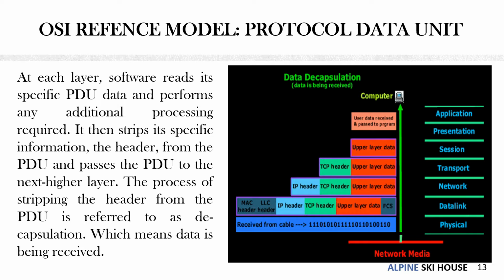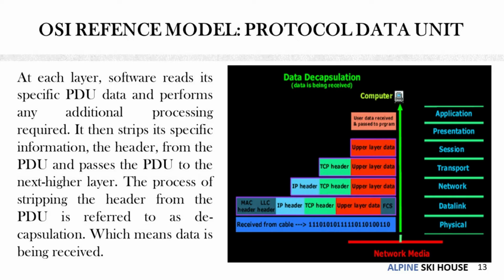At each layer, software reads its specific PDU data and performs any additional processing required. It then strips its specific information, the header, from the PDU and passes the PDU to the next higher layer. This process of stripping the header from the PDU is referred to as de-encapsulation. Now let's take a look at what PDU, protocol, and devices each layer has. To fully get the idea on which PDUs, protocol stacks, devices, and functions each layer has, we are going to see 4 tables that each show information respectively.